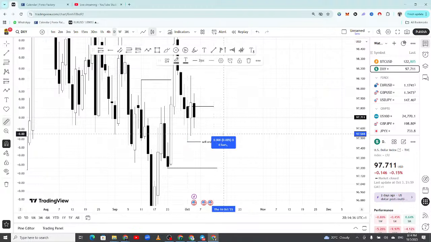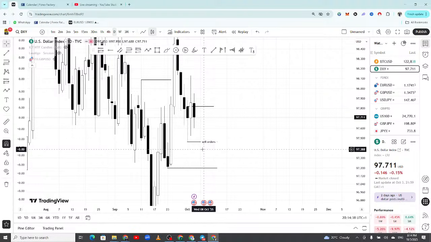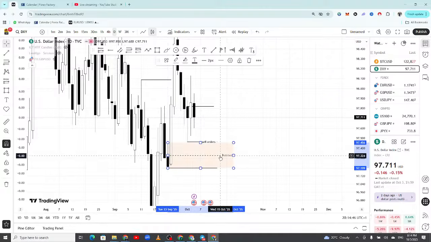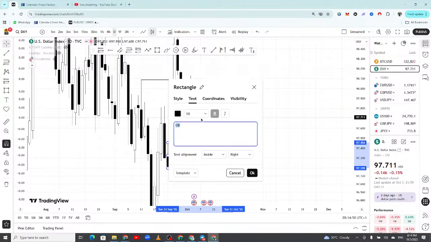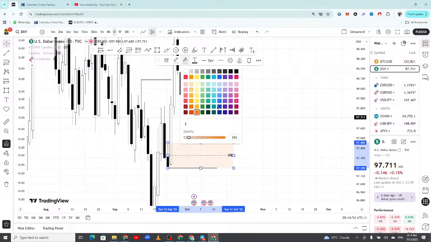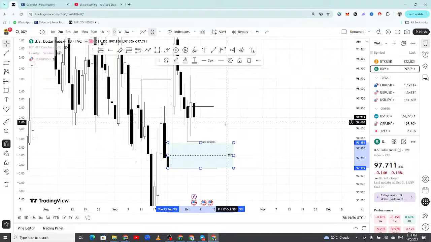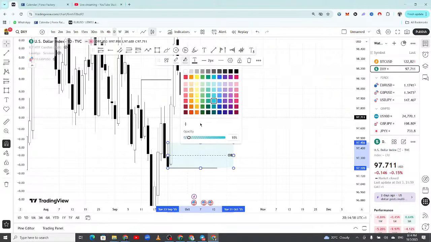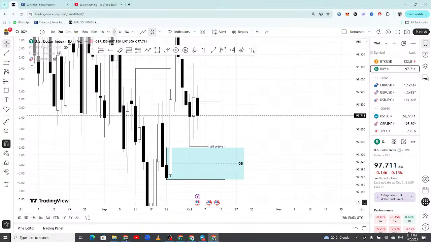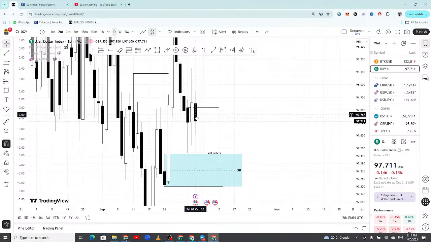So why am I trying to put out this low? We have this other block here which is still not mitigated, all right? So we have an unmitigated other block here. We have an unmitigated other block right here, and I think it's a very good zone for price to come down to. Let me make it a little bit thicker. Good.